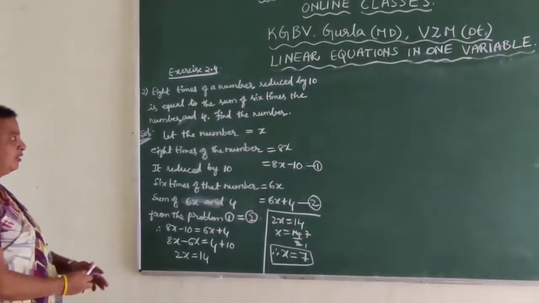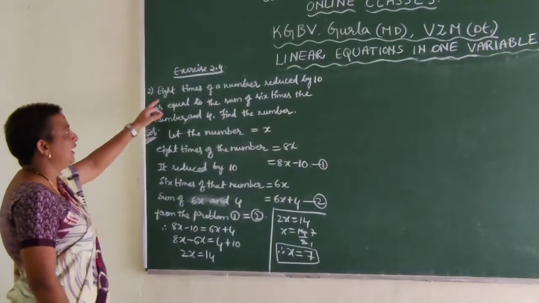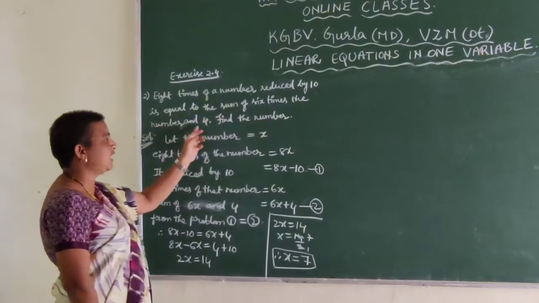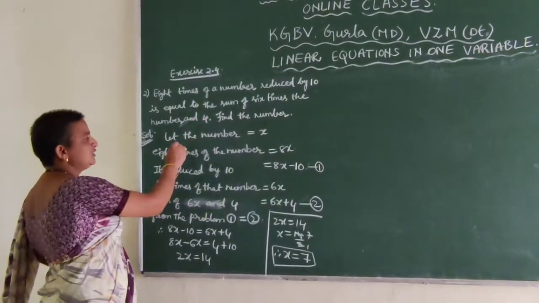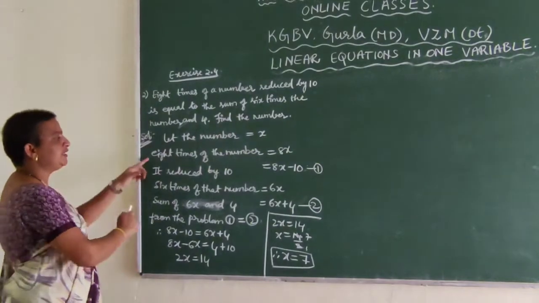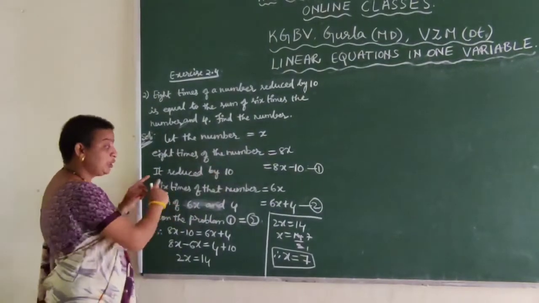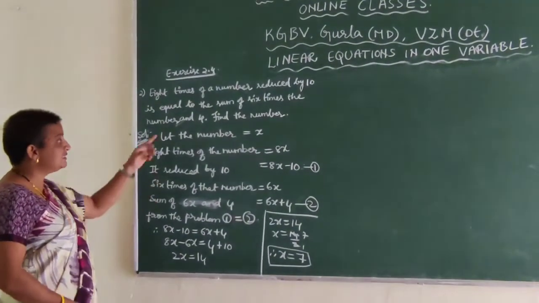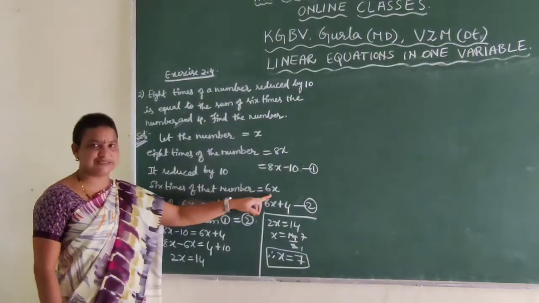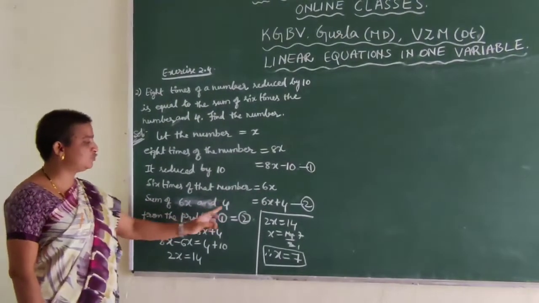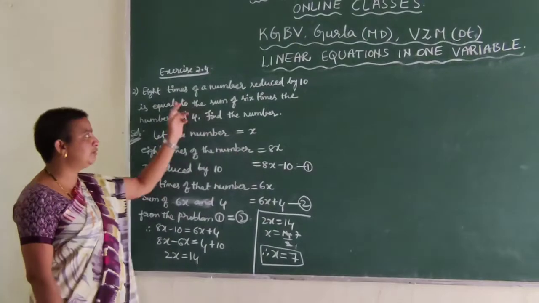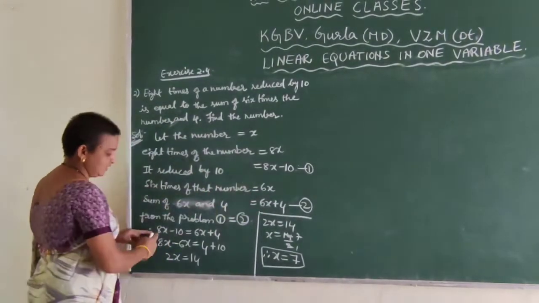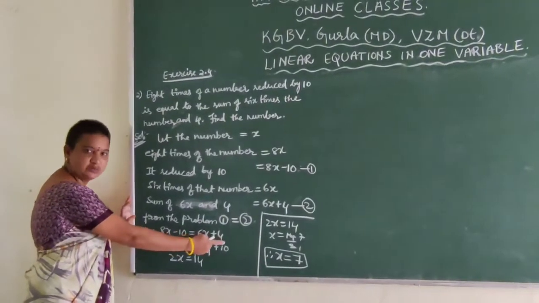Okay, children. Once again, I repeat. 8 times of a number reduced by 10 is equal to the sum of 6 times the number and 4. Find the number. First, we let the number be x. Okay. 8 times of that number is 8x. Reducing that by 10 is 8x minus 10. Next, 6 times of that same number is 6x. The sum of 6x and 4 is 6x plus 4. By the problem, these two are equal. Now, if you equate these two, 8x minus 10 is equal to 6x plus 4.